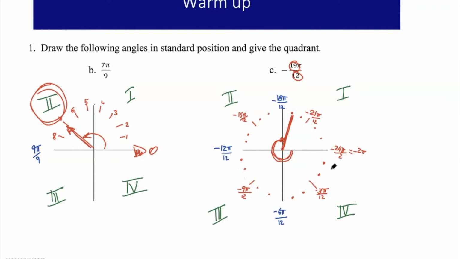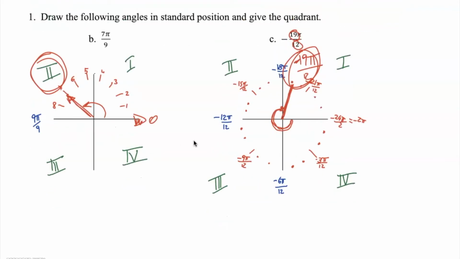and between 6 and 12 will be 9. So I can start counting 1, 2, 3, 4, 5, 6, 7, 8, 9, 10, 11, 12, 13, 14, 15, 16, 17, 18, and 19. So this one will be negative 19 pi over 12. It will be this one. And it's going to be in the first quadrant.